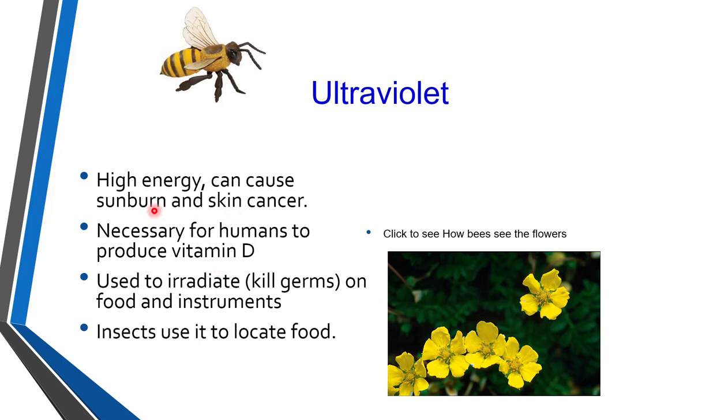Ultraviolet rays are high energy rays, and they can cause sunburn and skin cancers. There are some special devices which can generate ultraviolet rays. The sun also transmits some ultraviolet rays, which is sometimes necessary to generate vitamin D. They are used to kill the germs on foods and instruments. Insects use them to locate food.